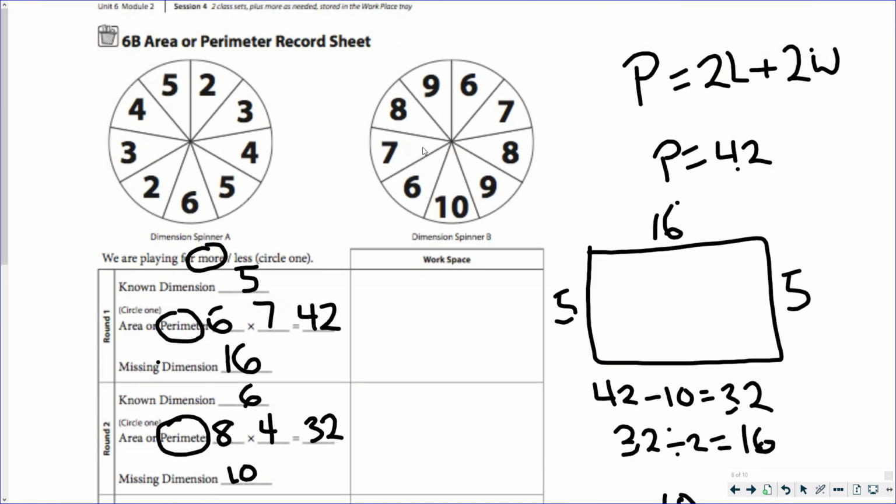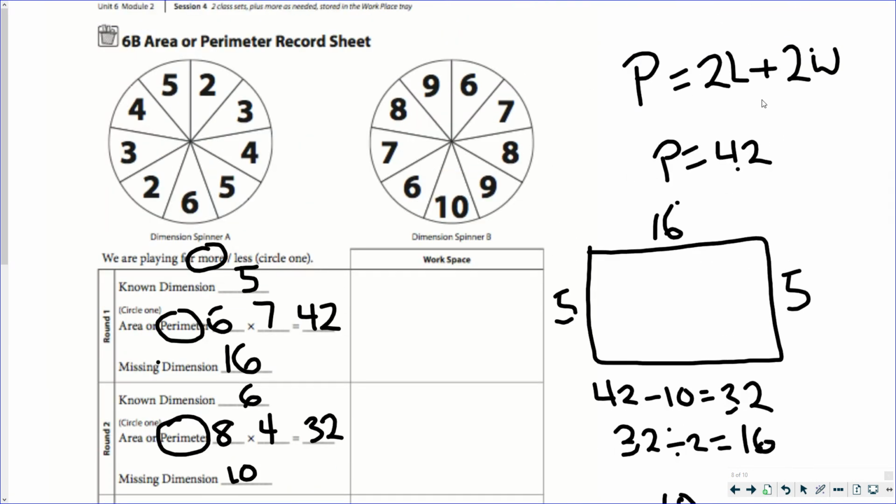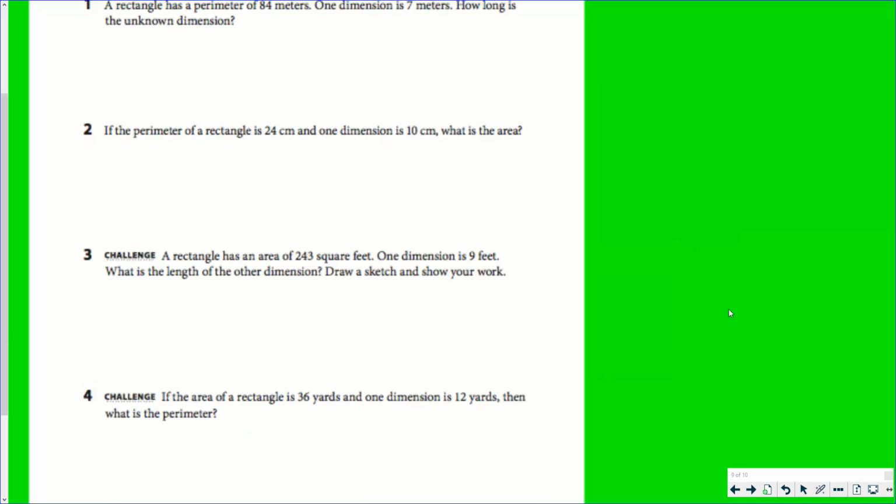If you have any questions on this, by all means, please contact us as your teachers. We will be willing to help you through it. But it should be a fun game for you guys as you work through trying to increase your multiplication and division abilities through using perimeter. All right, we are going to move on.